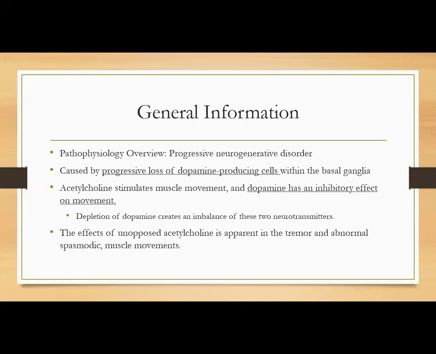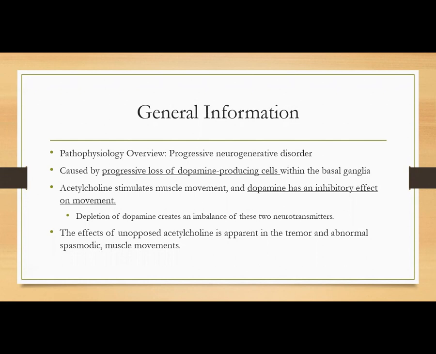has an inhibitory effect on movement. So acetylcholine is stimulating the movement, dopamine is inhibiting effect on movement. So depletion of dopamine creates an imbalance of these two neurotransmitters. The effects of unopposed acetylcholine is apparent in the tremor and abnormal spasmodic muscle movements.